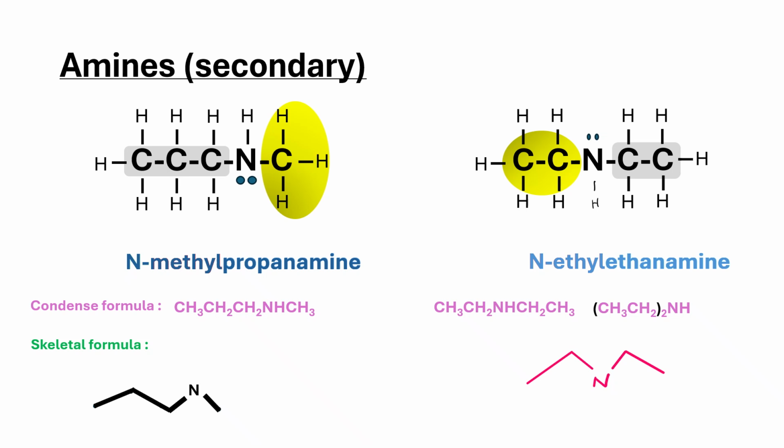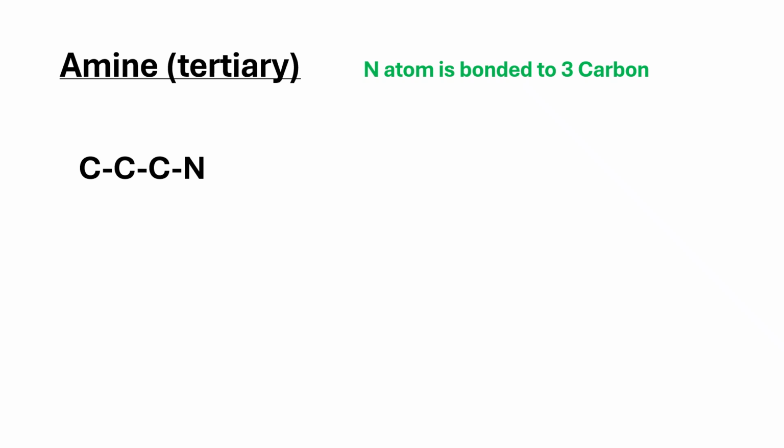So let's move on to the skeletal formula. So we got 1, 2 carbons on the left, 1, 2 carbons on the right, and nitrogen in the middle of the molecule. Time to move on to tertiary amines. So now we are focusing on nitrogen directly bonded to 3 other carbons. So I'm back to 5 carbons now.